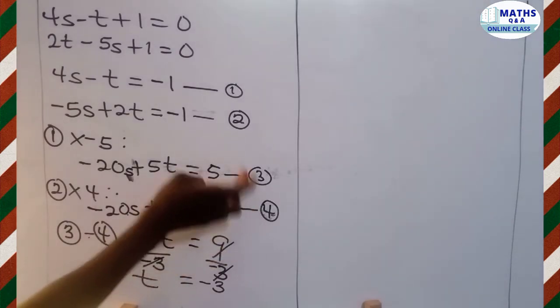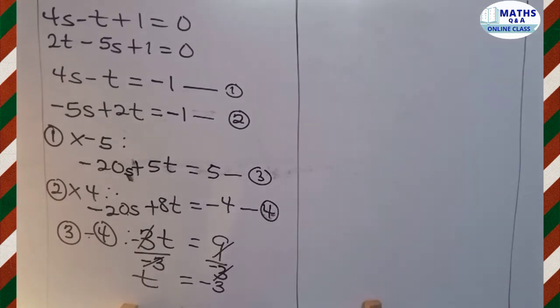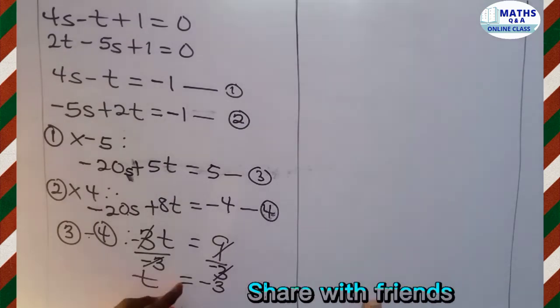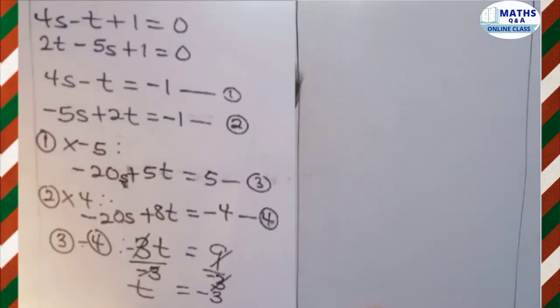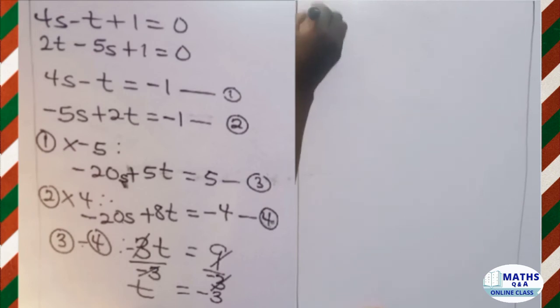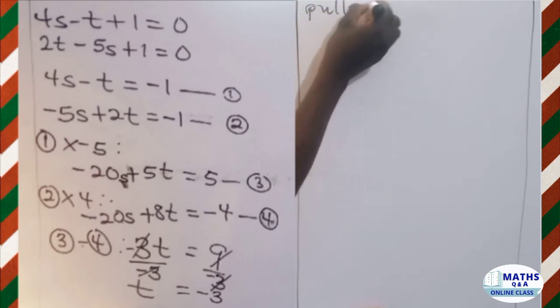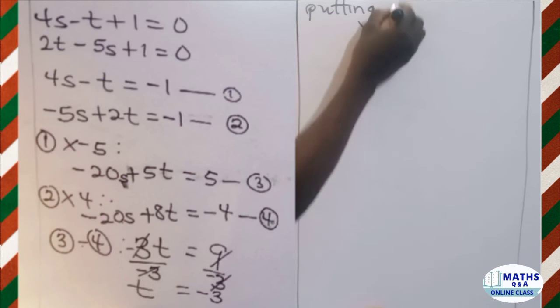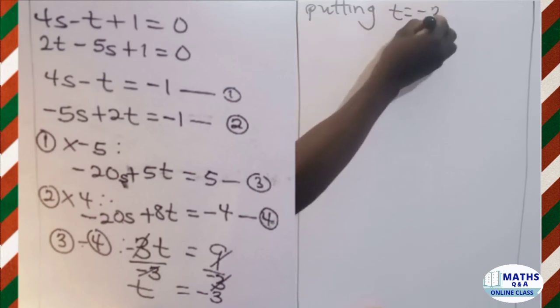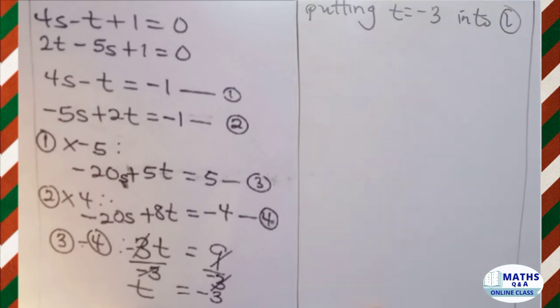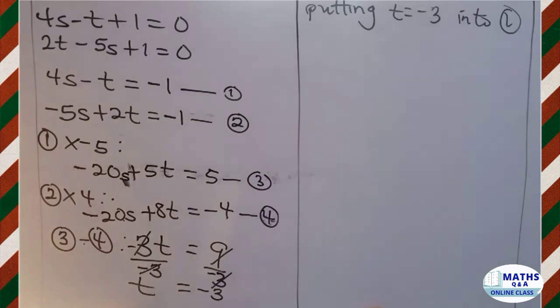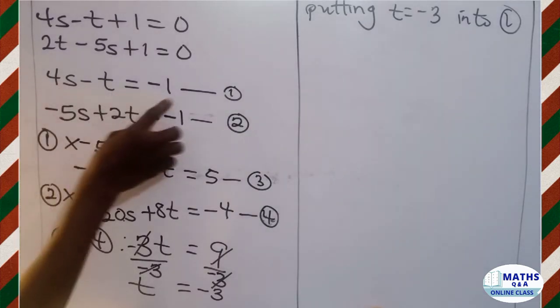Now that we've been able to find t, the next thing to do is you can decide to put t into any of the equations that you have to get the value of s, right? So let's take it as we are putting t, which is equal to -3, into equation 1. Good. So t is equal to -3. We are putting it into equation 1.